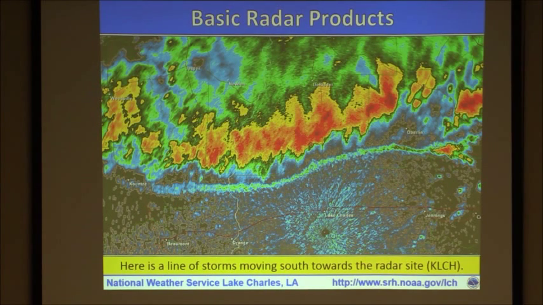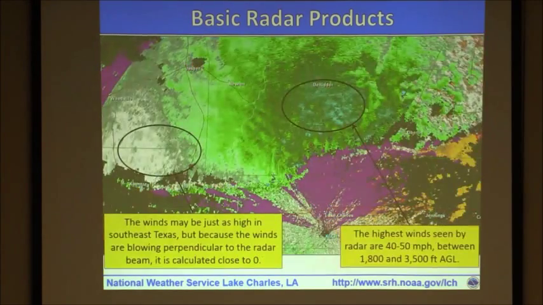So here's a good example of what we talked about from the last slideshow, the multi-cell cluster and the multi-cell line. This is more of a line. You could argue that's a cluster back here and then more of a line feature there. And you can see this little thin line out in front of it. That's what we talked about earlier, the outflow boundary, where you'll notice the wind shift. The winds get gusty as the storm passes through you. So in this picture, the storm is moving to the south towards my radar site here.